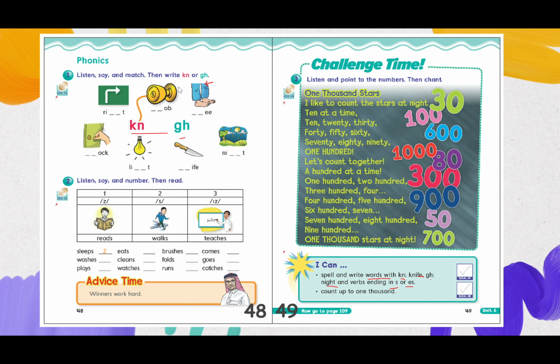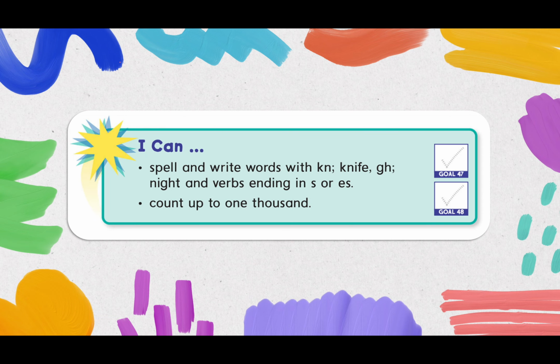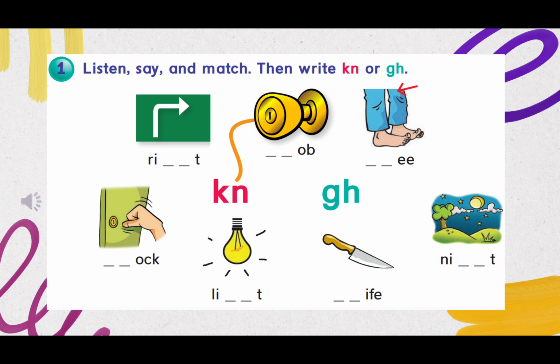So here I look at these words. Listen, say and match. Let's look. Phonics. Exercise 1. Listen, say, and match. Then write KN or GH. Listen to words with KN and GH. Match KN or GH.